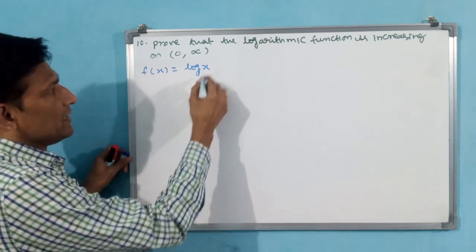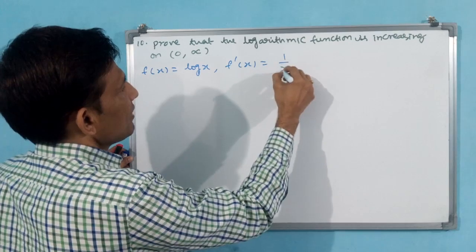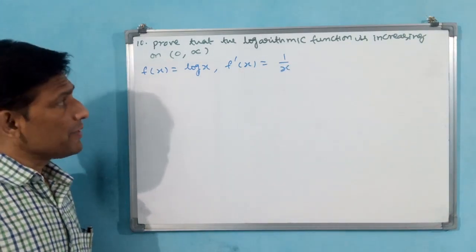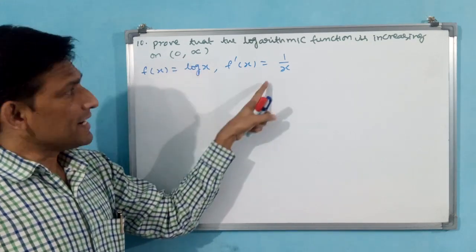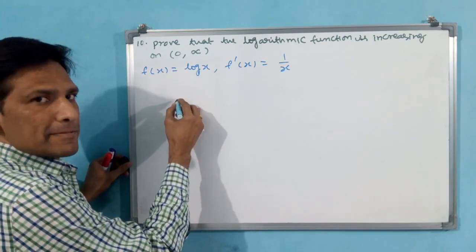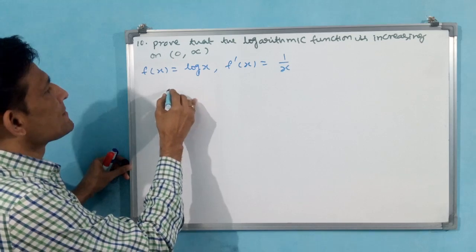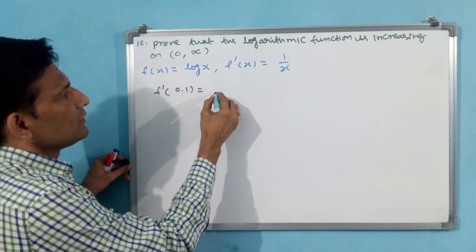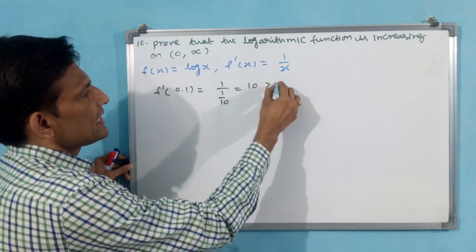This is a logarithmic function, f dash x is equal to 1 by x. This is also okay. Now, you are giving not 0 but greater than 0. What will come? Shall I write 0.1? F dash 0.1 is equal to 1 by 1 by 10, that is equal to 10, which is greater than 0.